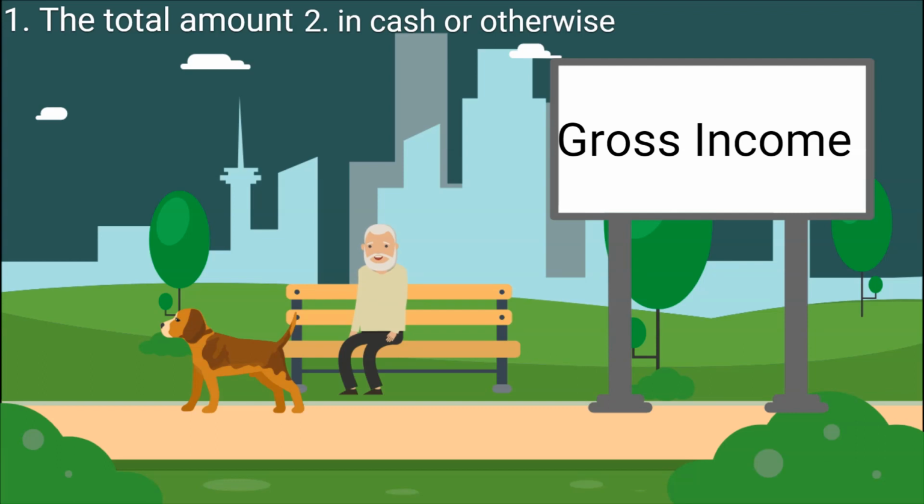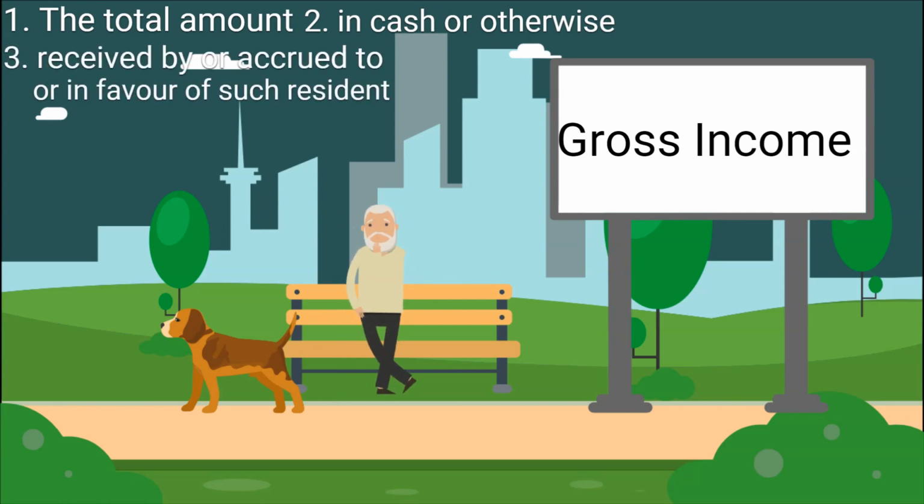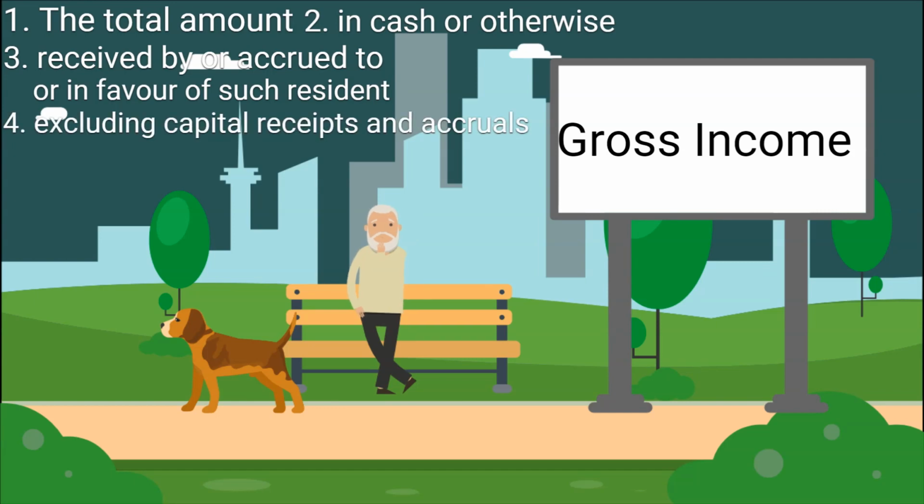Cash and any benefits that have been received, or that have accrued, must be included in gross income. An example of a benefit would be fringe benefits, received by an employee of a company. Thirdly, it must be received by, or accrued to, or in favor of, such resident. This relates to the timing of the amount, and in which tax year an amount must be included in gross income. Fourthly, it excludes capital receipts and accruals. For example, capital receipts are subject to the capital gains tax rules, and are not subject to income tax rules.